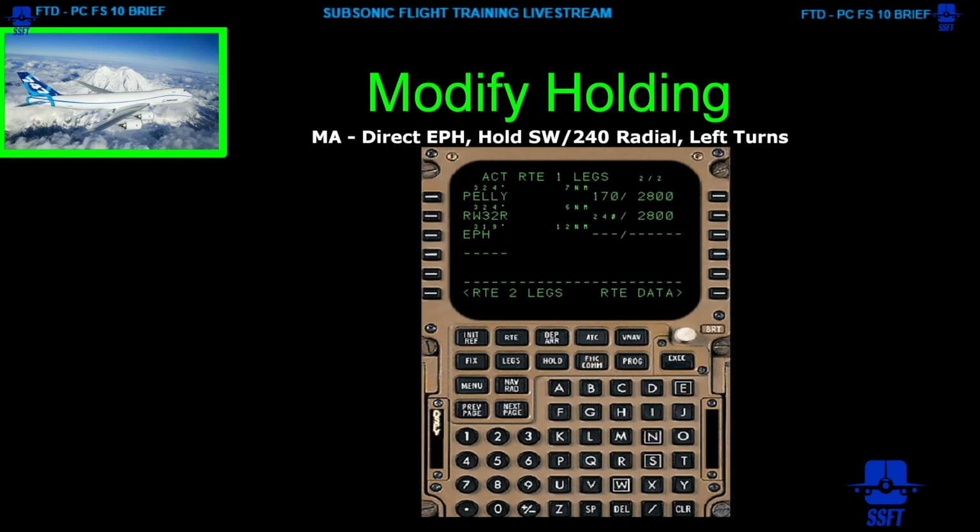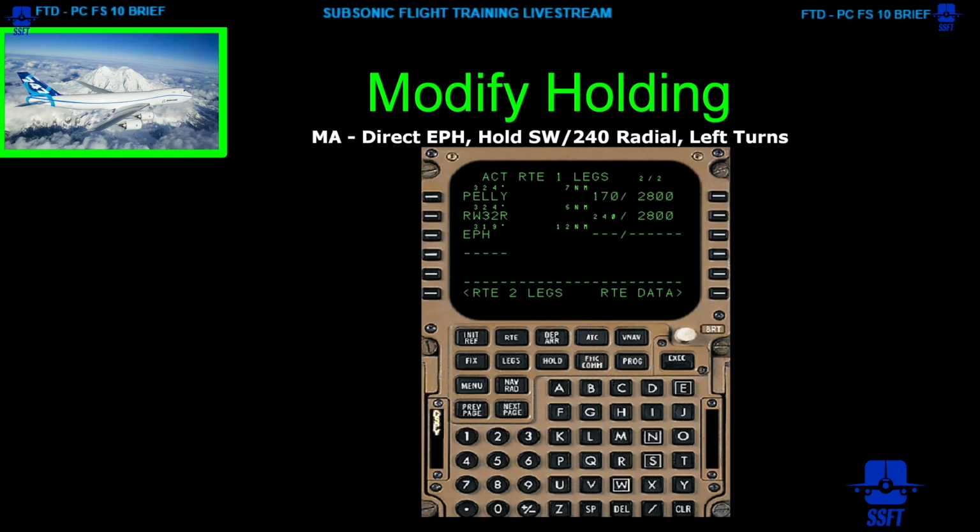It's not a waypoint on your legs page. It's not part of your routing. So as a result, it really can't hold there. And so I always thought it would be better, because that's not intuitive to a pilot, I always thought it would have been better to put a question mark after it. Hold at Ephrata? I can't.